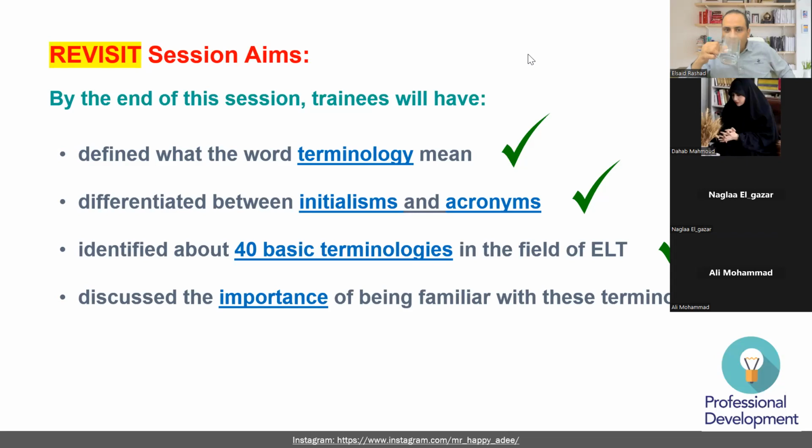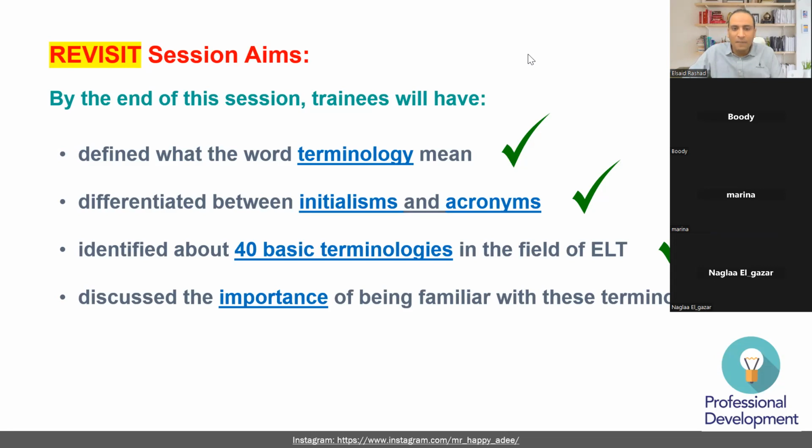Yes. Yes. Yes. Why? Just give me one reason in the chat box, please. Saving time. Professional development, yes. Session more organized, yes.